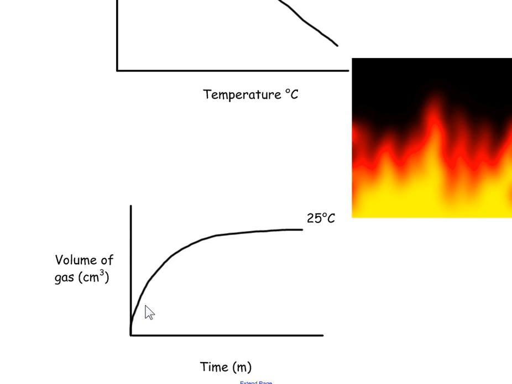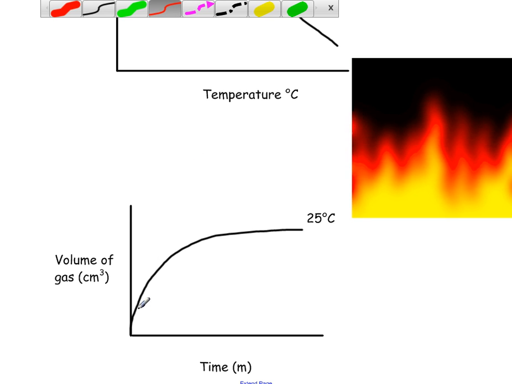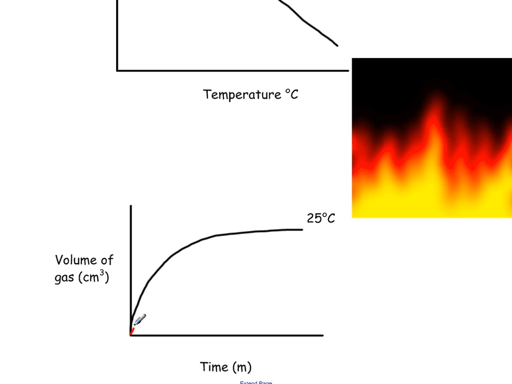Here's another way of showing the effect of temperature. This reaction, a different one, mind you, is looking at the volume of gas produced over time. And they've plotted on it what happens to a reaction when it is 25 degrees. Now, if it was 35 degrees, you would expect it to go faster.